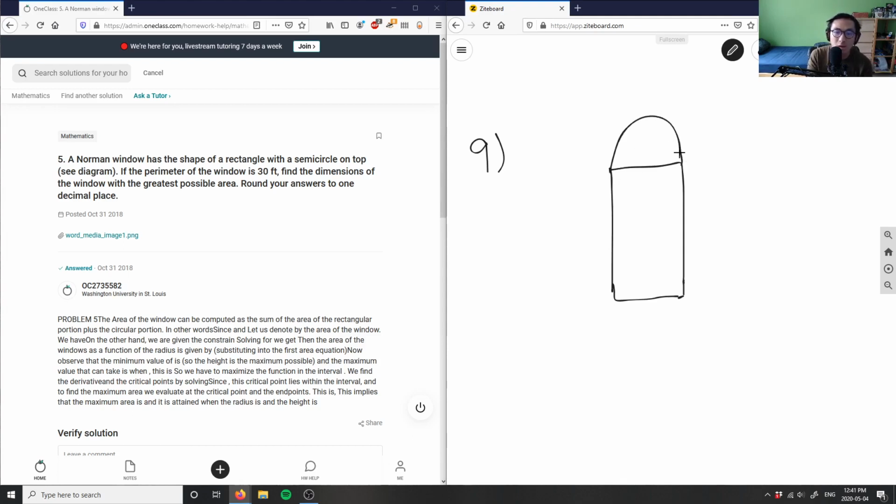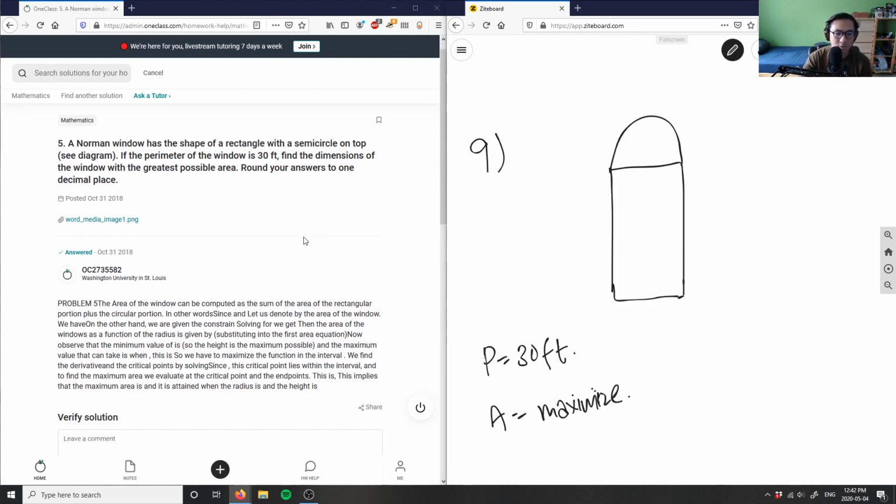And then we're given the perimeter here, equals 30 feet. And we want to find the dimensions of the window with the greatest possible area. So greatest possible area, we want to maximize A here, maximize our area. It says round your answers to 1 decimal place.